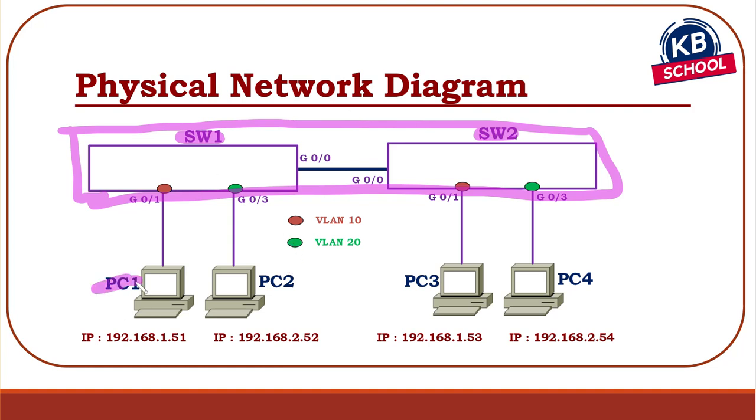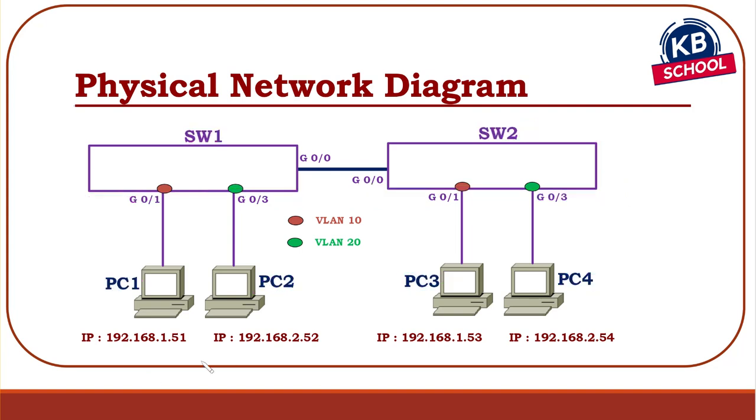All right. Now at this point, PC1 should be able to ping PC3, PC2 should be able to ping PC4. Let's go ahead and take a look. The IP addresses for the devices are right over here. For PC1, 1.51 on the one network, PC3 is 1.53 on the one network, PC2 is 2.52 on the two network, and PC4 is 2.54 on the two network. So let's go ahead and take a look at if that works.